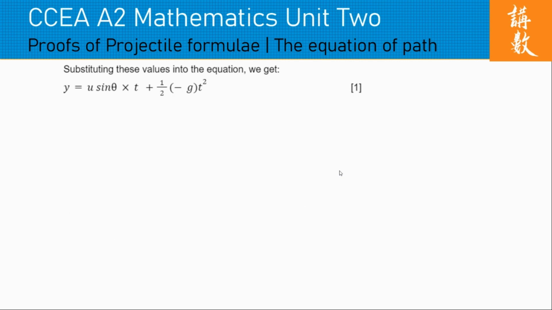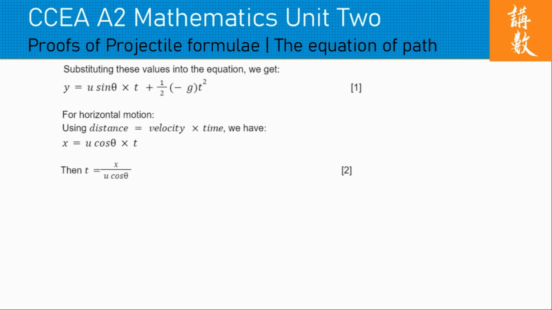Substituting those values into the equation, we get y equal to u sine theta times t plus half times minus g t squared. We call this equation 1. For horizontal motion, using distance equal to velocity times time, we have x equal to u cos theta times t. We rearrange that, then we have t equal to x over u cos theta. We call this equation 2.